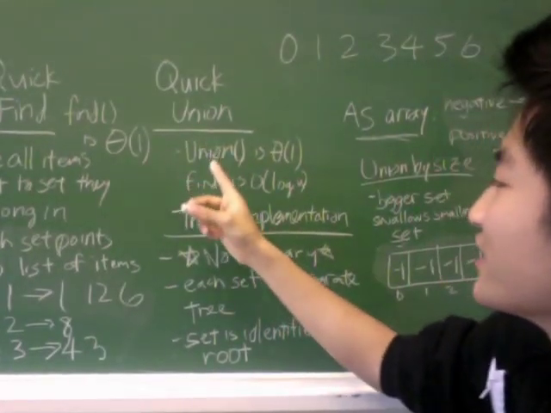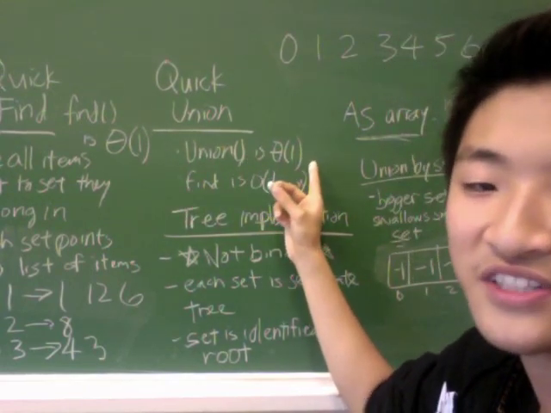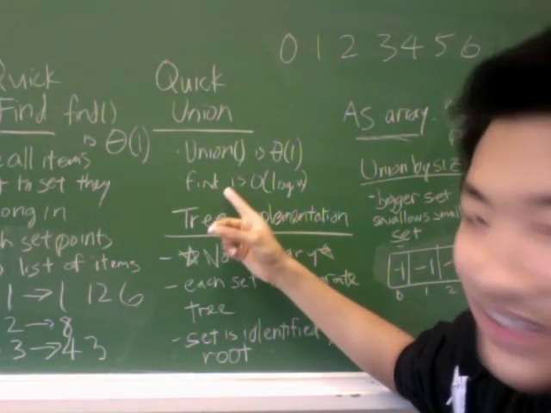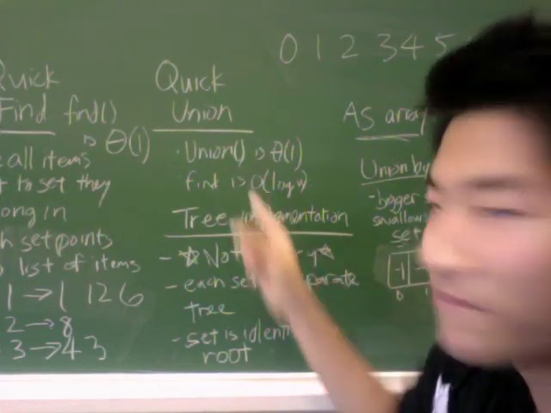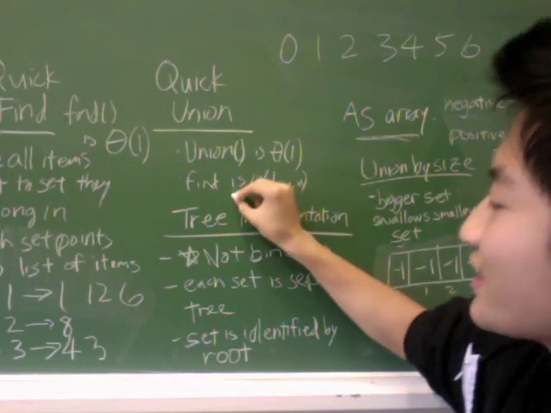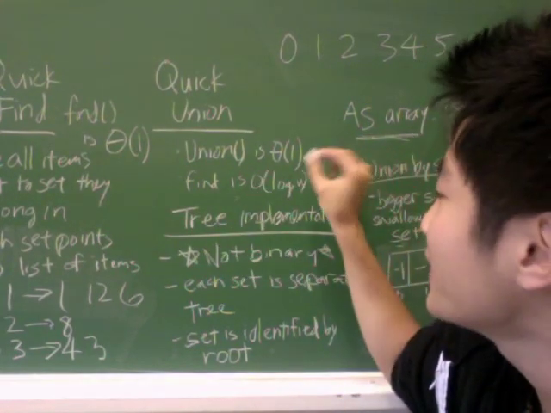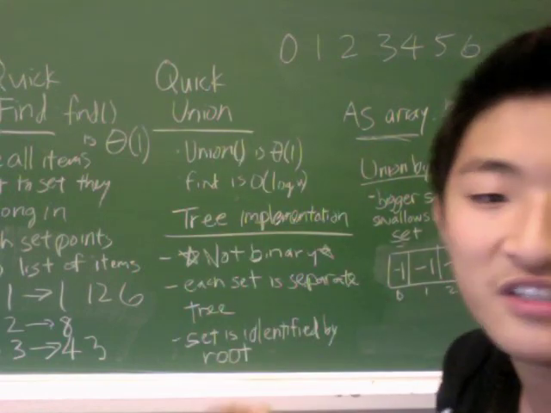The next implementation is much more important, however. It's quick union, and this is where union is theta 1. It runs in constant time, while find is just log of the number of unions that you've done. You'll see that this can be made very fast based on optimizations that we'll do in a bit, and so that's why quick union is important.